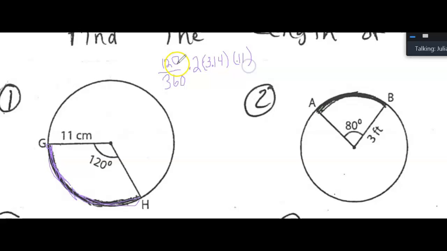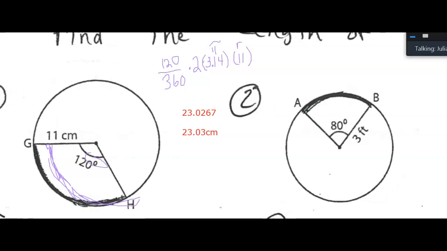So multiply that out. 120, because I got that from here, out of 360, because you only want 120 out of the whole thing, which is 360, times 2 times pi, times my radius. Okay, go ahead and multiply that out. Press the pause button. Okay, if you plugged into your calculator 120 divided by 360 times 2 times 3.14 times 11, you should have gotten this answer here, which rounds to 23.03 centimeters. All right, let's try number 2 together.